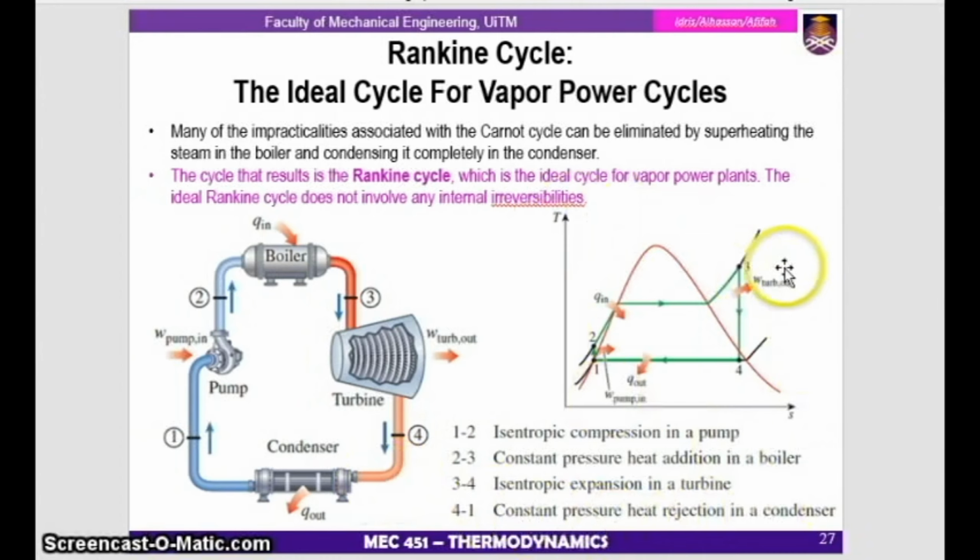The TS diagram is as shown in the diagram. So here is number 1, process number 1 is isentropic compression. 3-4 process here is expansion for turbine. Heat addition is 2-3, and 4-1 is heat out or heat rejection.